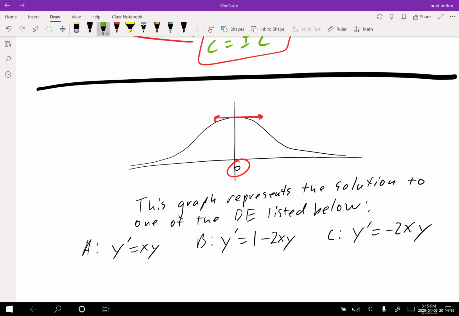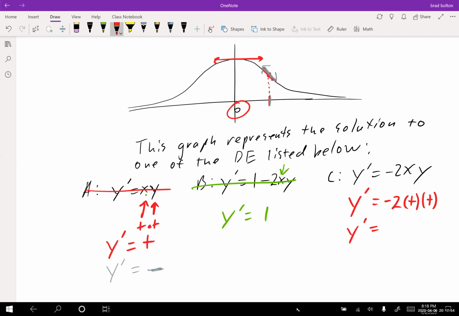y prime = -2 times a positive x times a positive y. And again, we don't know what they are. We don't care. We know that we're going to get a -2 point something. Or let's just write this. We know we're going to get a negative slope. And that's what we needed. So if you plug a positive x and a positive y into here, you will get a negative slope, which is the type of slope we get here.